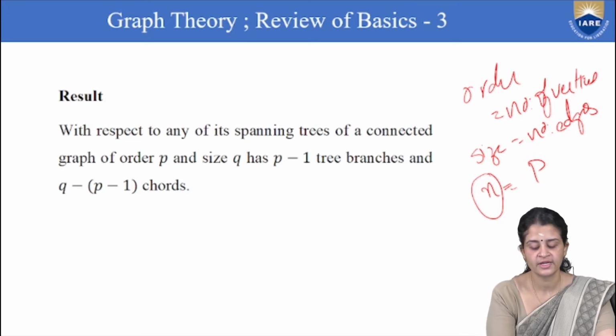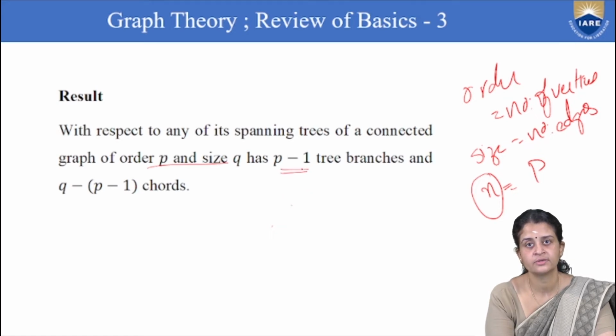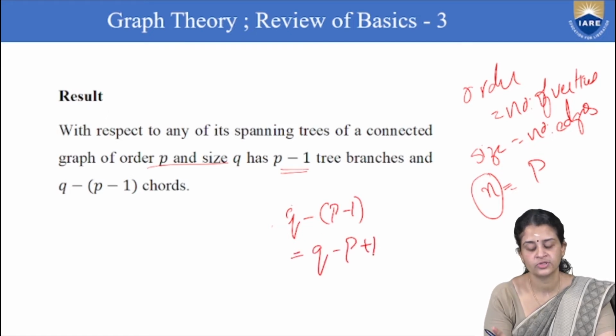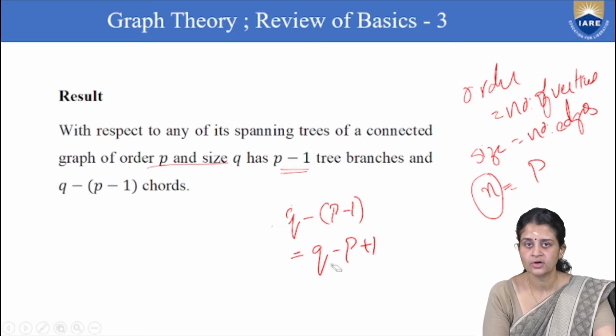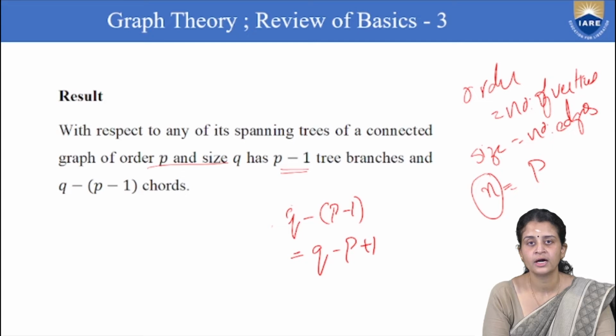So with order P and size Q, what is the number of tree branches? It should be n minus 1, that is equal to P minus 1. And chords are the edges which are not the branches of the given tree. That is Q minus (P minus 1), which is equal to Q minus P plus 1. So there are Q minus P plus 1 chords in the spanning tree of a given graph G of order P and size Q.